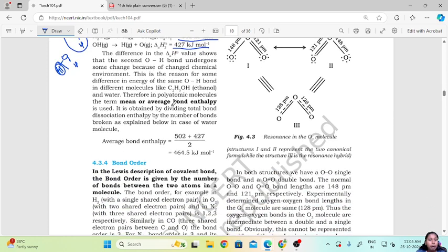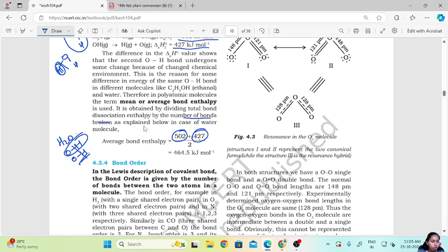It is obtained by dividing the total dissociation enthalpy by the number of bonds broken. Now how will you find the mean or average bond enthalpy? It is found by adding both the enthalpies. For example, for the water molecule, two OH bonds are broken. The first OH bond has an enthalpy of 502, the second OH bond has an enthalpy of 427. Now you have to add both the enthalpies and divide by the number of bonds that are broken.